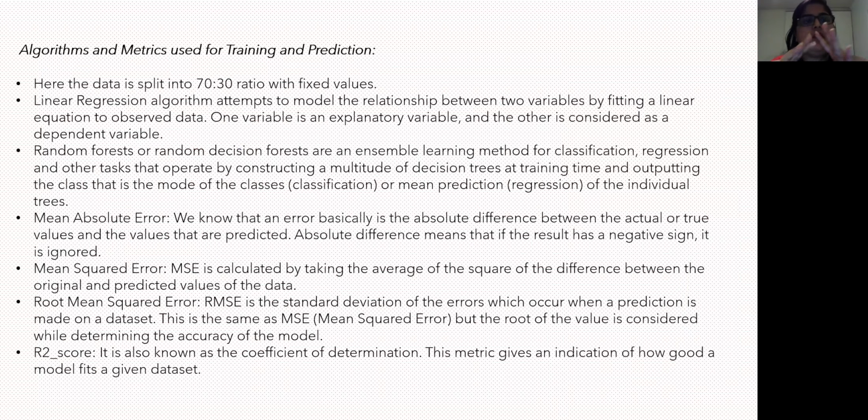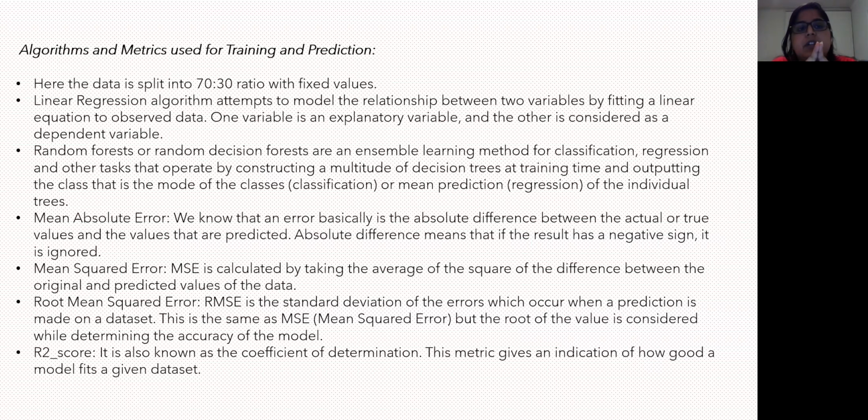After pre-processing and everything, you have to train your data using an algorithm. For doing that, you have to split the data, and we have split the data in a 70 to 30 ratio with fixed values. So every time it does not take random values, it takes the same fixed values. To train, we have used two algorithms: linear regression and random forest.